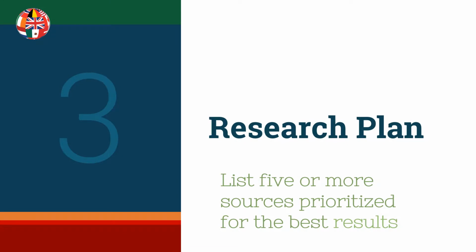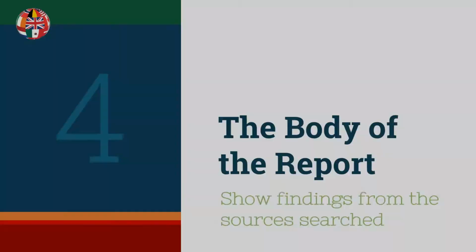Next, you will have your research plan, your list of 5 or more sources that are in priority order for the best results for the research. Then you'll have the body of the report. This is where you're going to show all the findings from the sources that you have searched.